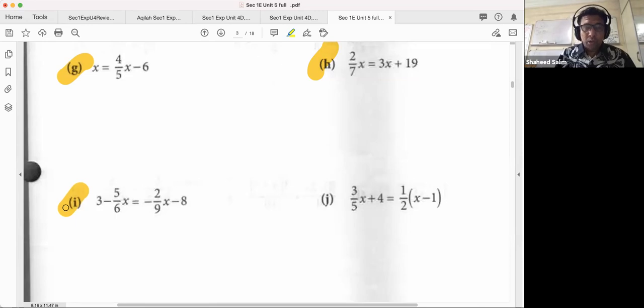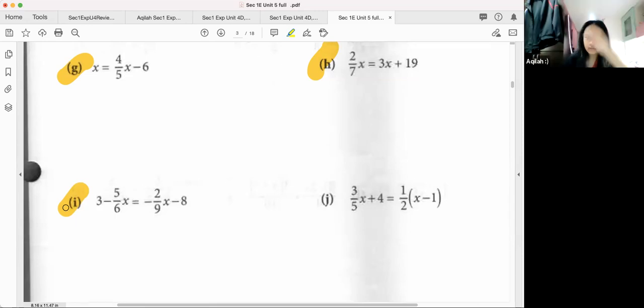Do you always use your calculator for calculations? Sometimes. If it's easy, then I do mental. Okay, great.